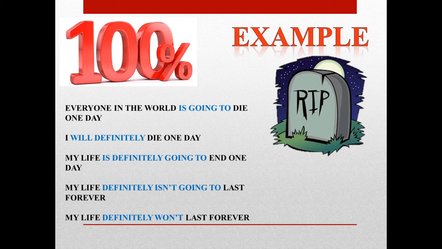You have to remember that practice makes perfect. So, if you are practicing in your notebook, if you are writing the sentences or the examples that I'm presenting to you, you are going to learn easier. So, the last example: my life definitely won't last forever. As you can see here, the contraction is after the adverb, definitely. And there is something really important in the first example. Is going to means the 100%. Okay, if you want, stop the video and write the examples in your notebook.